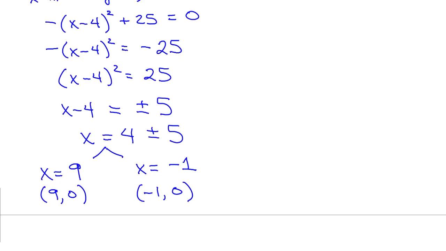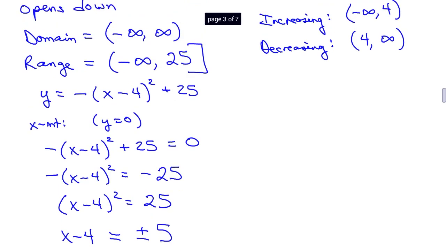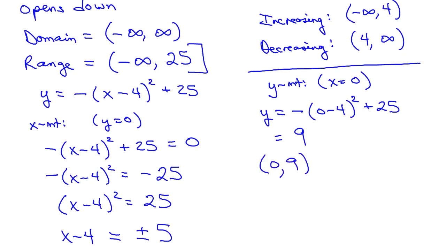Let's find the y-intercept. The y-intercept is when x is equal to 0, so we just plug in 0. And if you work that out, you get 9, giving us the point (0, 9). And now we can make a graph.